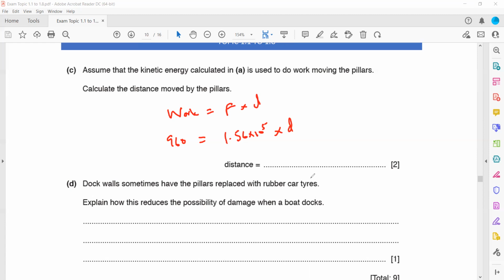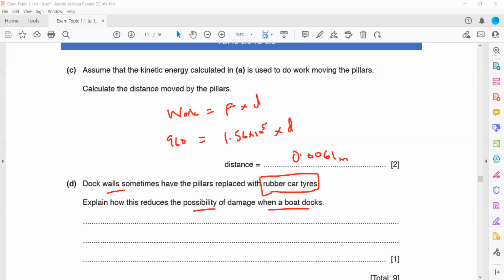Yes, that's right, 0.0061 meter. Then dock walls sometimes have a pillar replaced with rubber car tires. Explain how this reduces the possibility of damage when a boat docks.